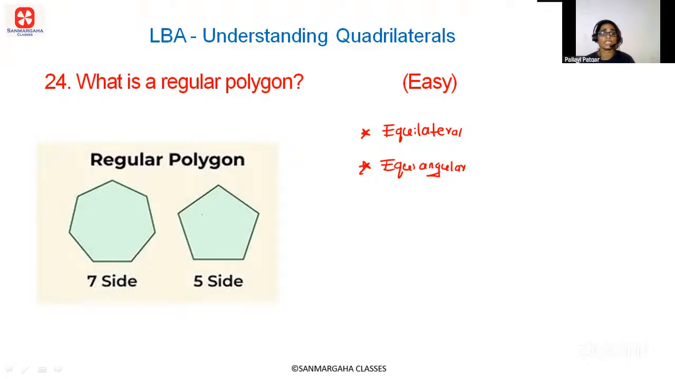For example, look here, 5 sides. So we call this a regular pentagon. Here all 5 sides are equal and each interior angle is 108 degrees. With 7 sides, it is called a regular heptagon. Here all 7 sides are equal and each interior angle is approximately 128.57 degrees.